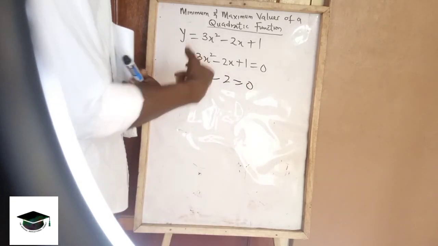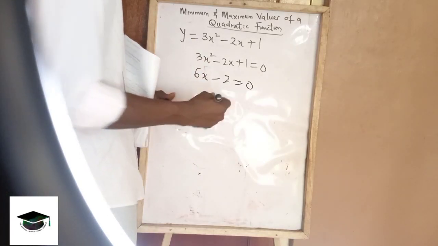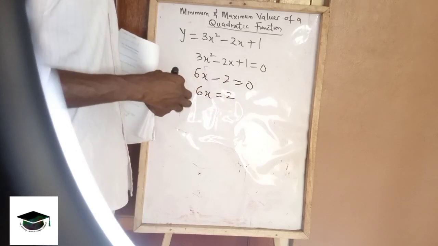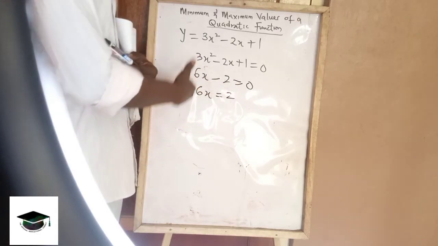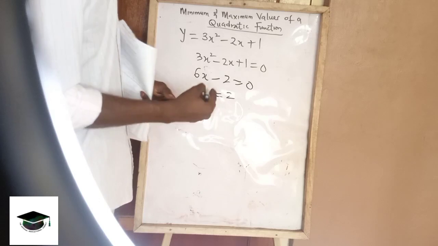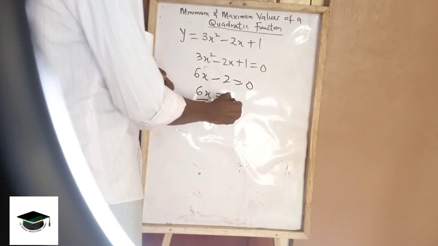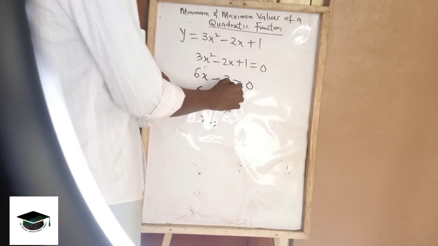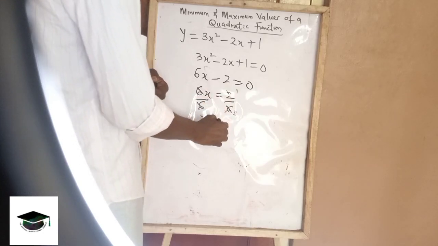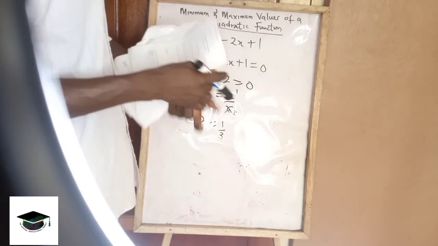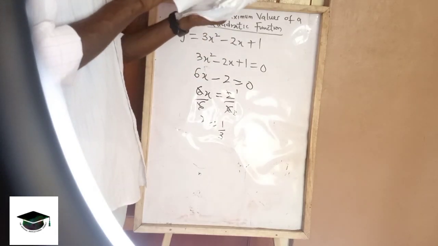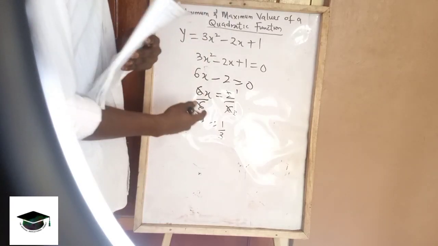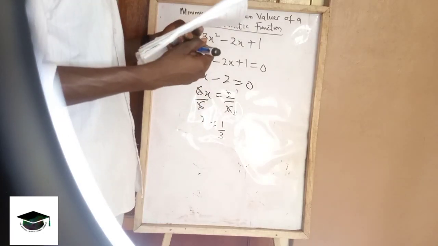So having done that, the next thing to do is what? Now 6x equals 2. And what I did here is I simply collected like terms. And then the next thing to do is divide both sides by the coefficient of x, which is 6. 2 divided by 2 is 1, and 6 divided by 2 is 3. So now the minimum value of x in this quadratic function is 1 over 3. That's just the minimum value of x.